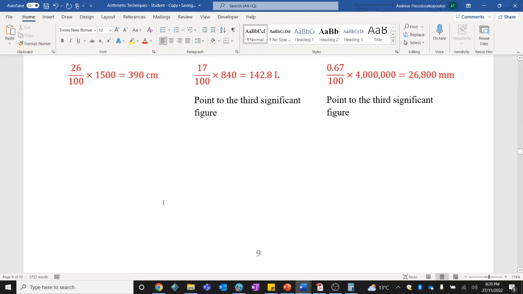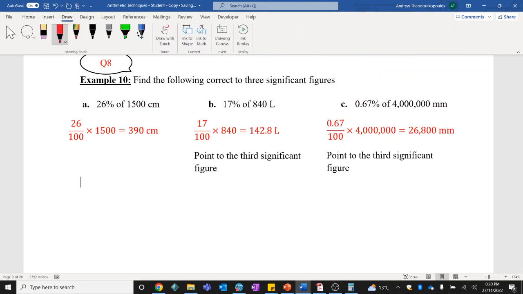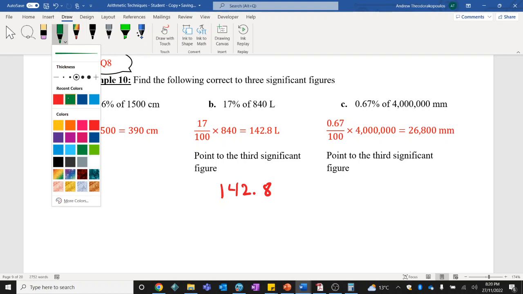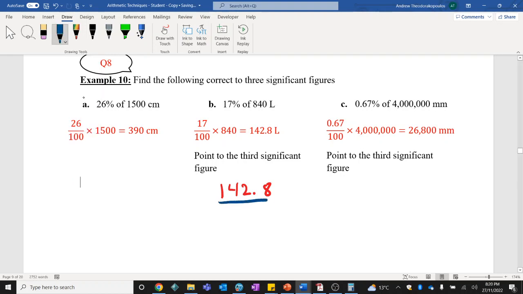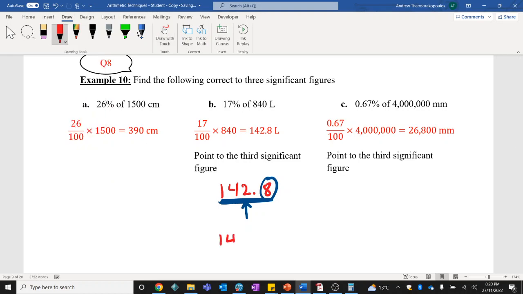Now, what we want to do is we want to round to 3 significant figures. If we remember that from last lesson, here's our number, 142.8. Let's first figure out how many of these numbers are significant. All of them are significant because they're all non-zeros. So we're going to point to the third significant number, circle the number after, and then what we want to do is keep it as, actually no, not keep it, round up. So we want to go to 143 litres.